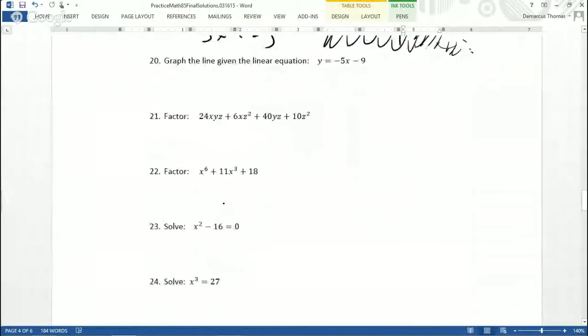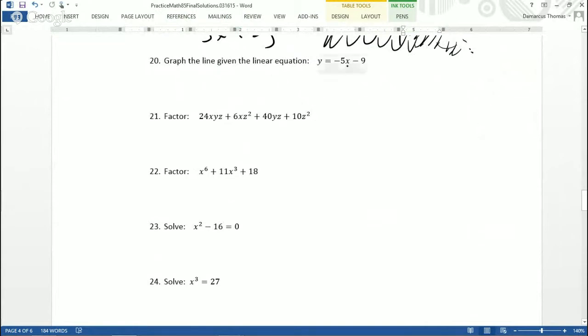This is Mr. Thomas. This is part 2 of my practice final videos. So at this time, I'm going to continue working on these problems. I'm going to start with number 20 and make my way down. So here we go. Graph the line given the linear equation.